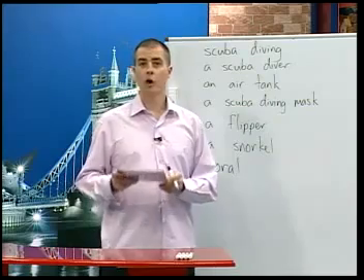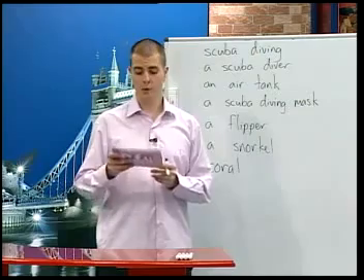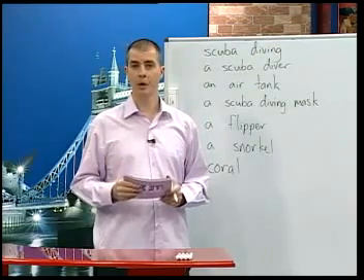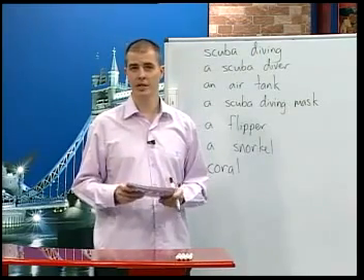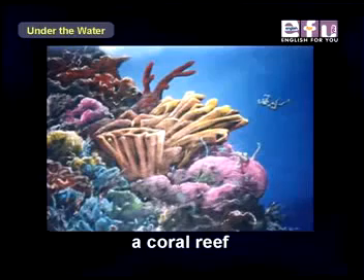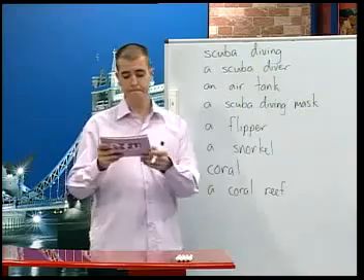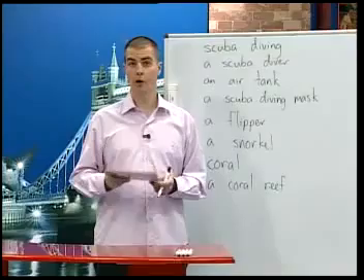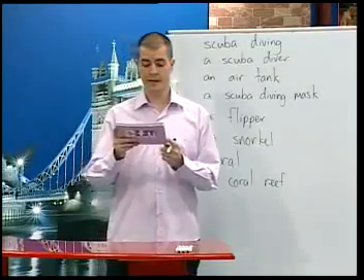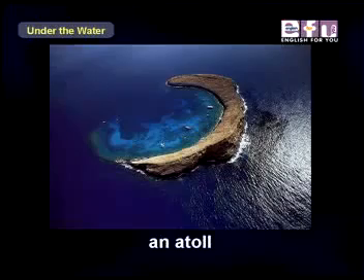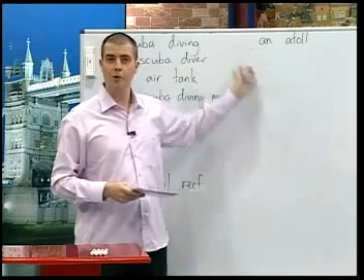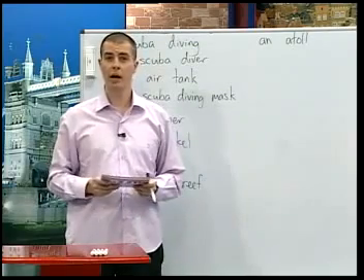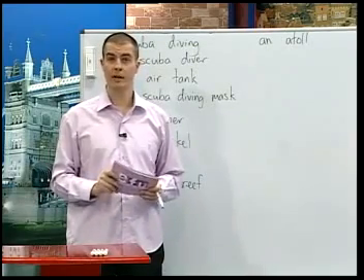Coral. Coral is a hard red, white or pink substance formed by the bones of tiny sea creatures. A coral reef. Coral reef is a line of hard rocks formed by coral found in warm sea that isn't very deep. An atoll. An atoll is a coral island formed in the shape of a ring or a moon.